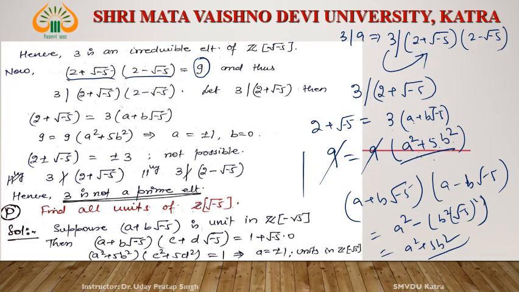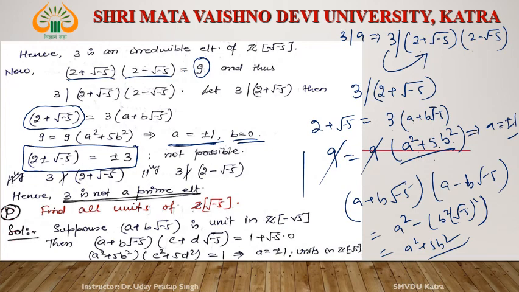This is possible only when a is equal to plus minus 1 and b equal to 0. If a equals plus minus 1, then 2 + √−5 is equal to plus minus 3. Whether these two are equal is not possible. This is not correct. It means 3 does not divide this, since we assumed a wrong thing. So 3 does not divide this, and similarly 3 does not divide this also, right?